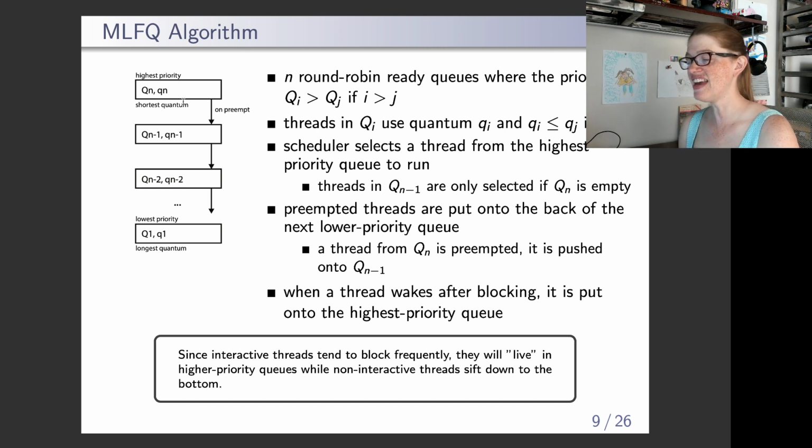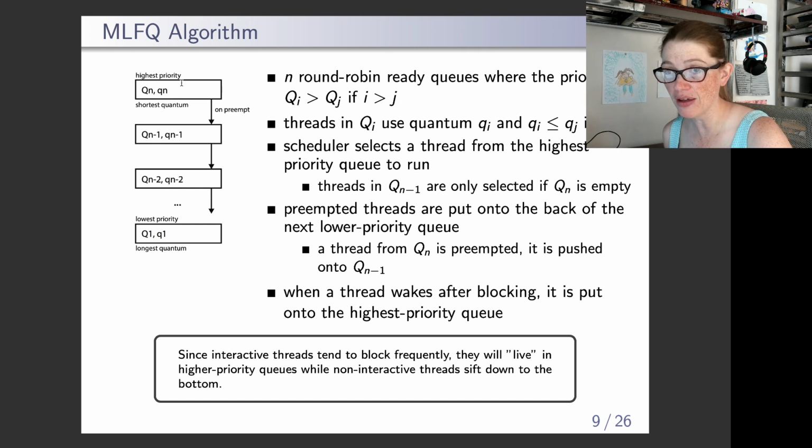Now, why does this work? How does it find the interactive threads? So here's the other part of the idea. How do you go from Qn to Q1? Well, high priority threads have the shortest quantum. If they get preempted, then we make the assumption that because you got preempted, you're not as interactive as the other threads in the high priority queue. So when you get preempted, you're not going to go onto the back of the queue you came out of. You go into the back of the next lower priority queue.